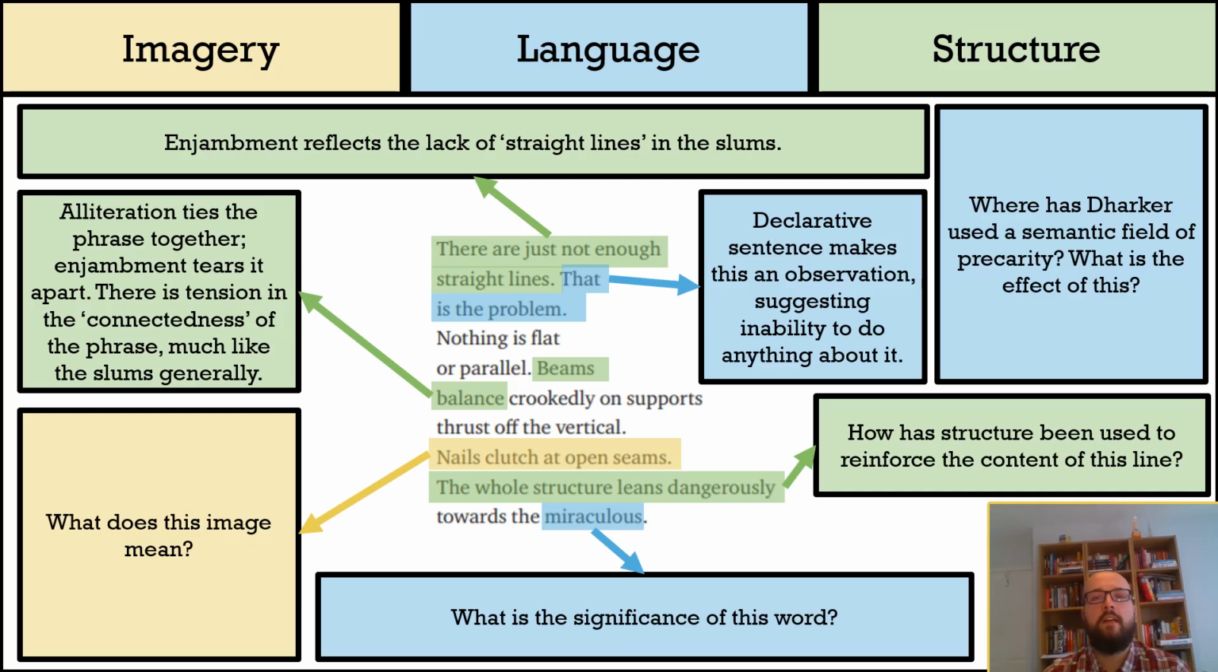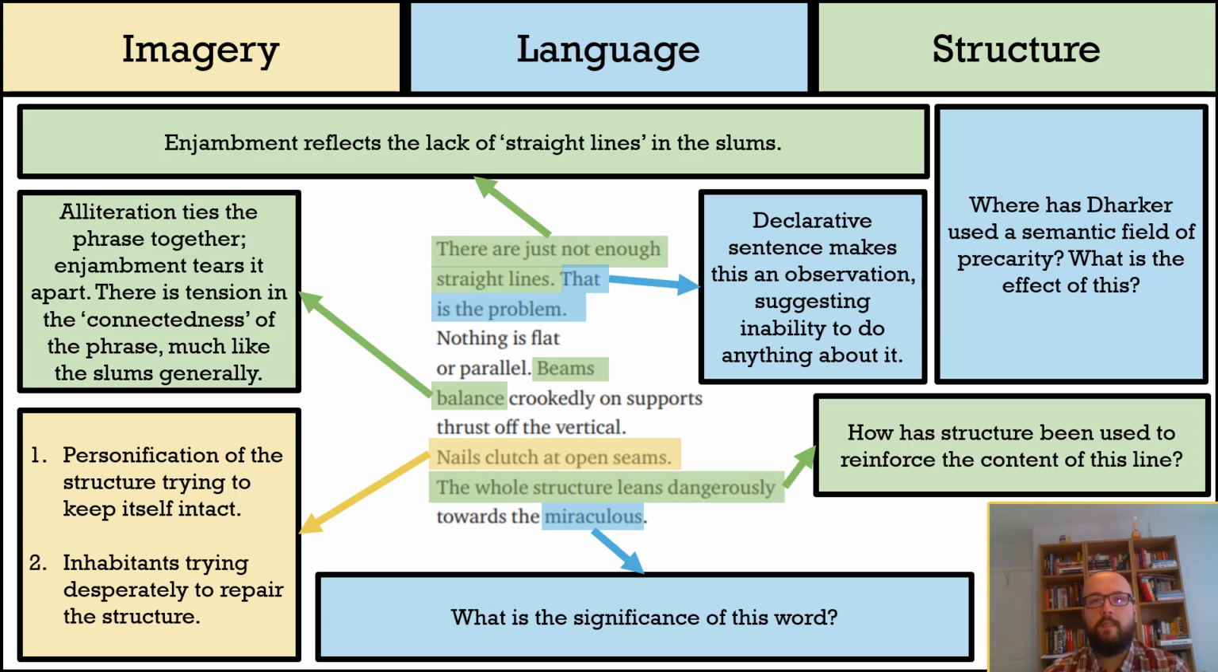This tension is similar to that experienced by the structures that make up the slums. They are not strongly connected, nor are they completely distinct from one another. This image always brought up a number of interesting interpretations when I taught this poem, and here are two of my favourites. First is that the structure has been personified, and that it is desperately trying to keep itself together, as its nails, here meaning the metal kind, are grabbing at something to attach themselves to. This suggests precarity and fragility.